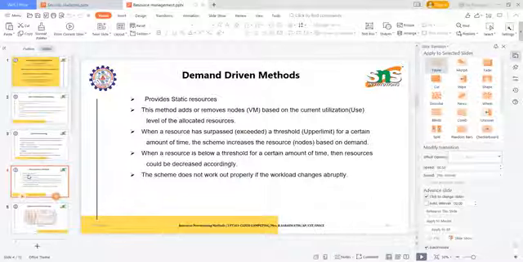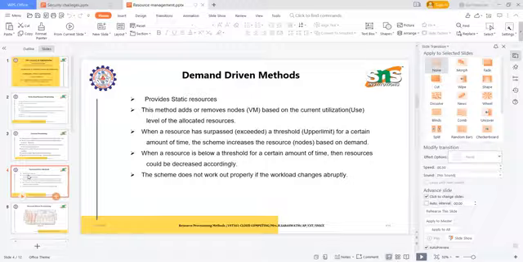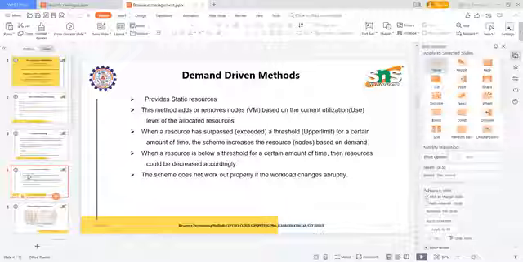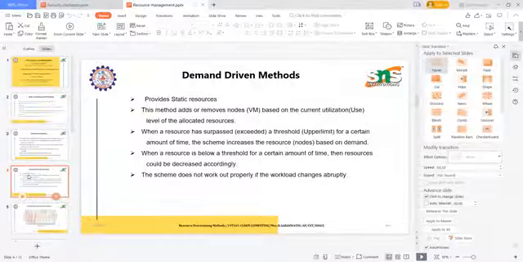The demand-driven method adds or removes nodes based on the current utilization level of the allocated resources. When the resource use exceeds a threshold level for a certain amount of time, the scheme increases the resources. When a resource is below the threshold for a certain amount of time, then the resources could be decreased accordingly.